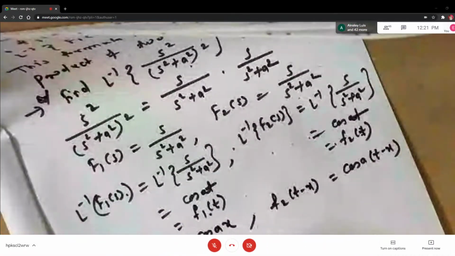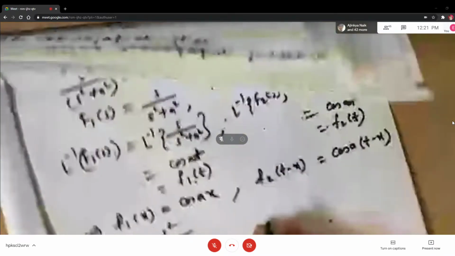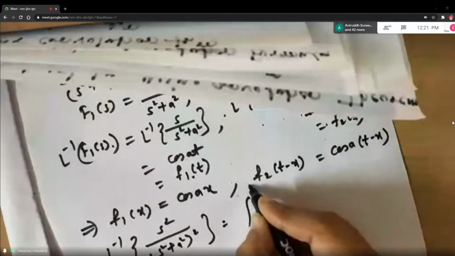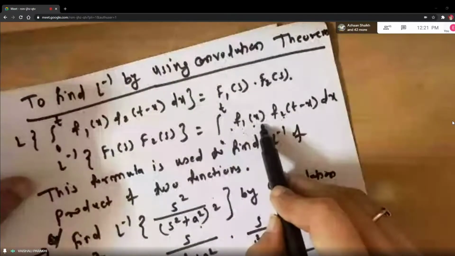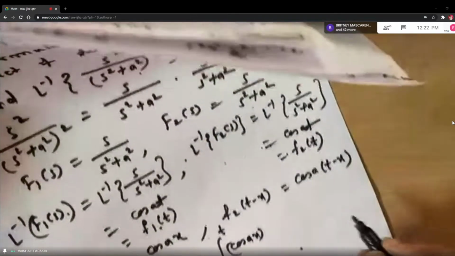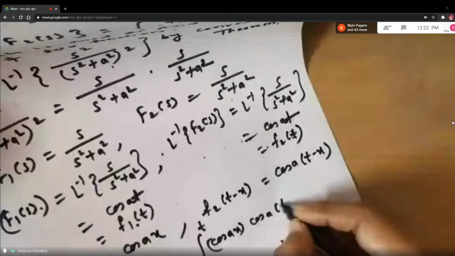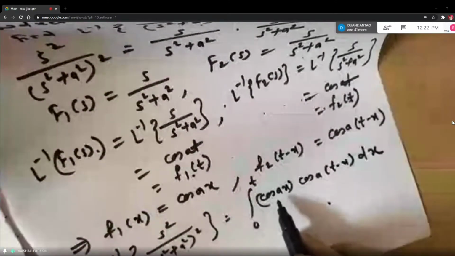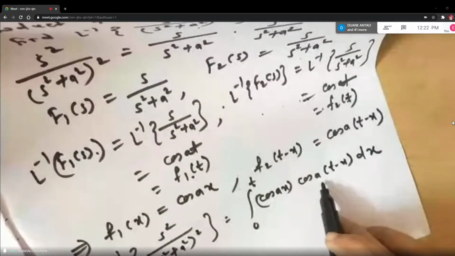So after this, you are going to write the right hand side. That is L inverse of s square upon s square plus a square, the whole square, is equal to the integral from 0 to t. See carefully students what I do. Integral from 0 to t f1 of x. What is f1 of x here? cos ax, and f2 of t minus x is what? cos of a into t minus x dx. So nothing I did other than putting f1 of x and f2 of t minus x substitutions in the formula.